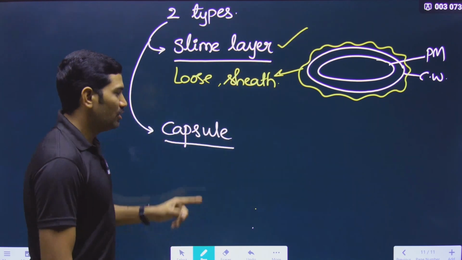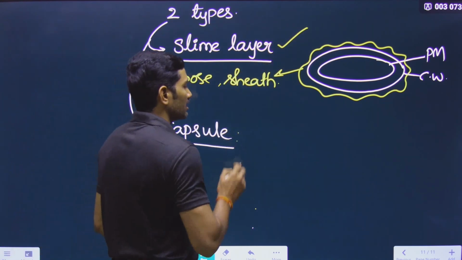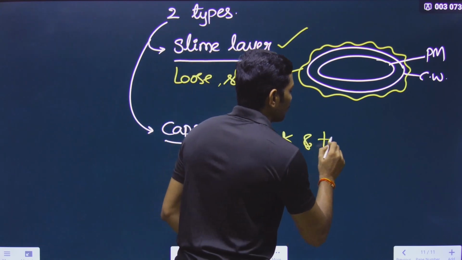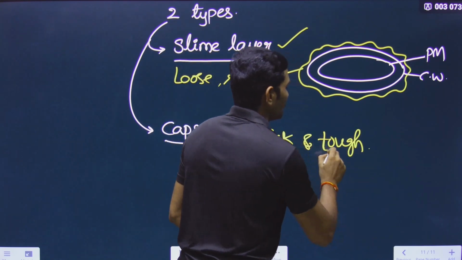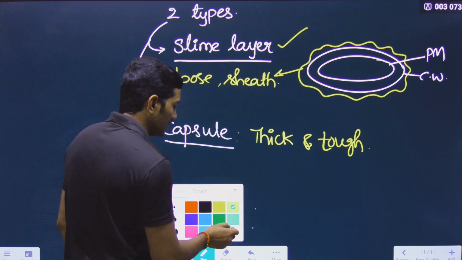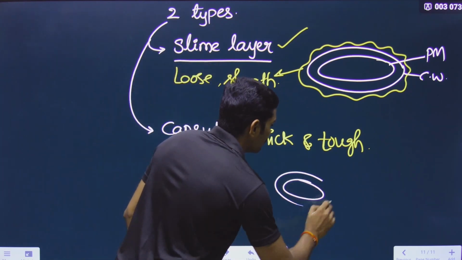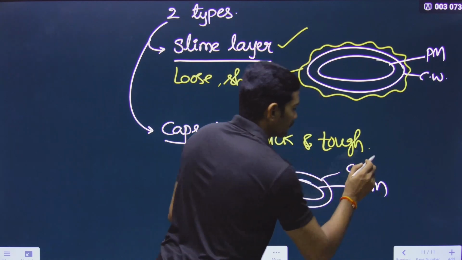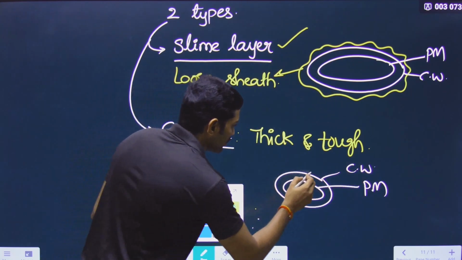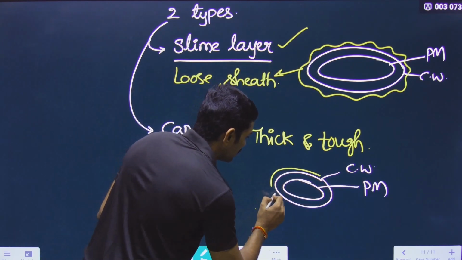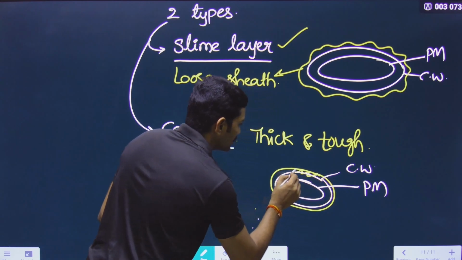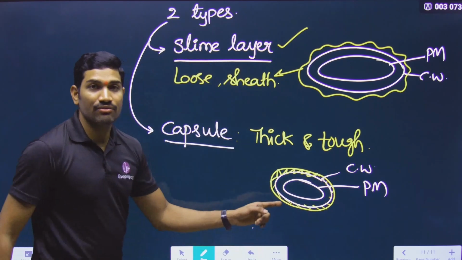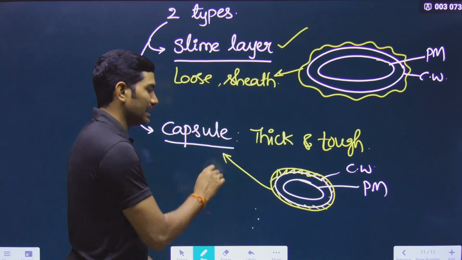Okay? And when you say capsule, if it is thick and tough, meaning it is very hard, then it is called a capsule. So now this is the plasma membrane, this is the cell wall. Now attached to this cell wall, a thick and hard capsule is present. It is very thick and tough, very hard. Then it is called a capsule.